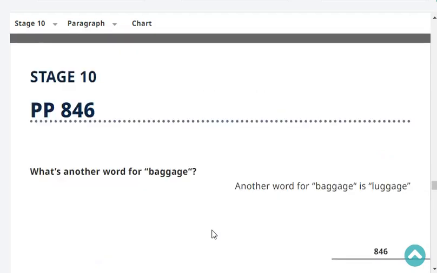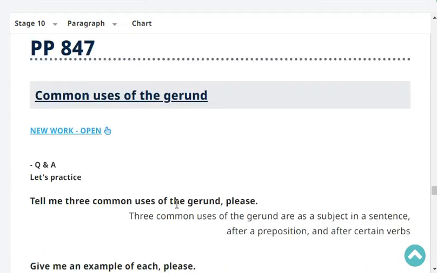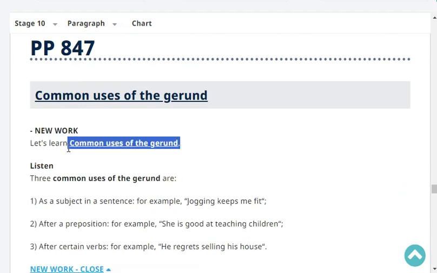What's another word for baggage? Another word for baggage is luggage. Very good. Okay, next, let's have common uses of the gerund. Common uses of the gerund. Very good.